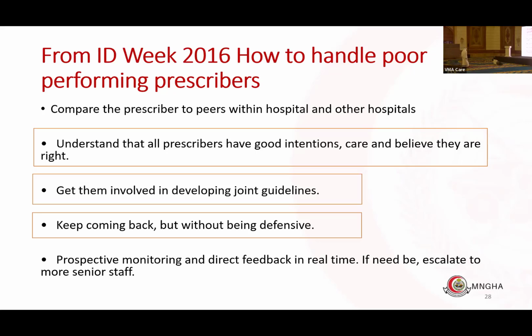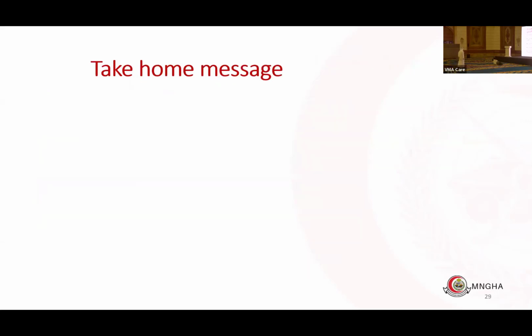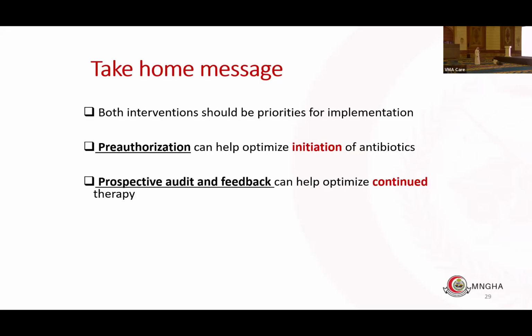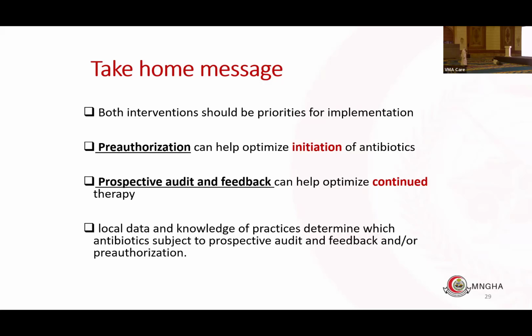Again, prospective monitoring and direct feedback in real time if needed, and escalate. If you see that with repetitive measures they still don't respond, you need to escalate to an administrator or senior staff. Take home message: both interventions should be prioritized for implementation. Pre-authorization can help optimize the initiation of the antibiotic, while PAF can help optimize the continued phase of the antibiotic. Local data and knowledge of the practice determine which antibiotics are subject to prospective feedback or to pre-authorization.